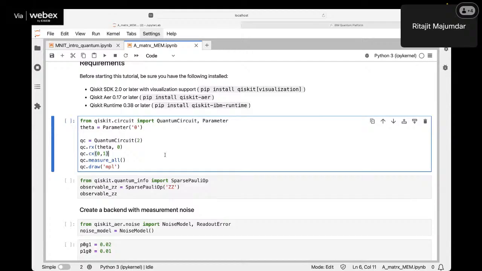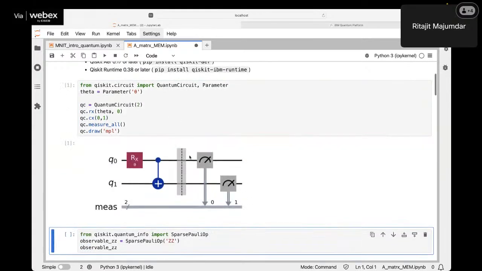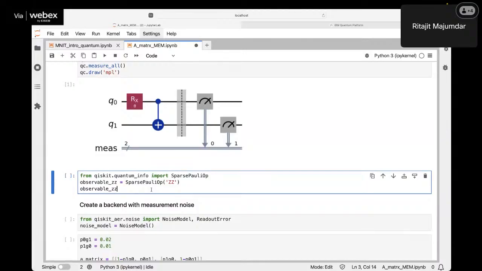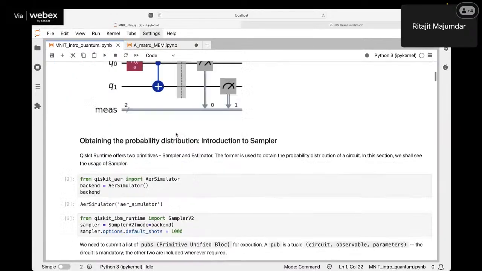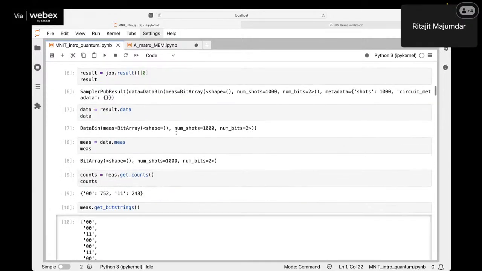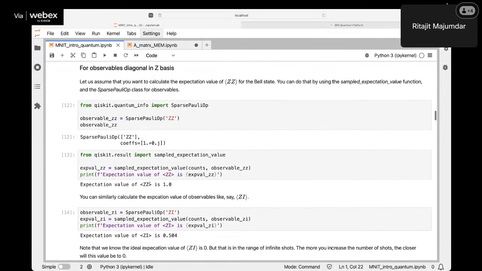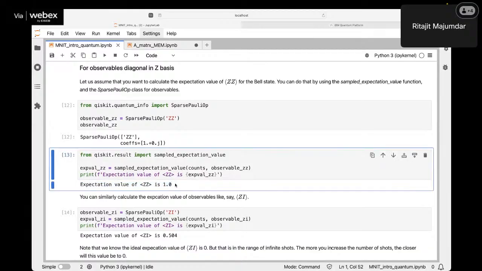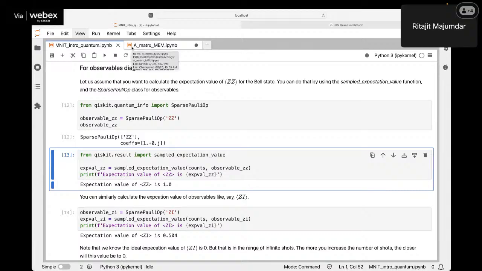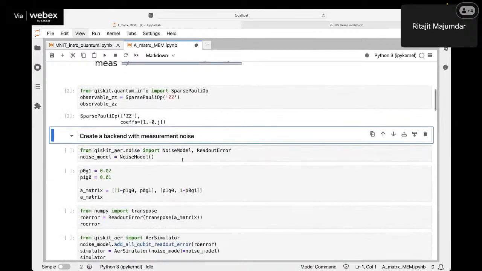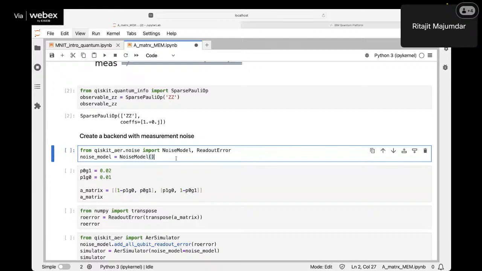We will again start with our old circuit that we have seen before. This is our old circuit, and this is the same observable that we will try to get the result for, ZZ, because we know that the ideal outcome for that observable is +1. The ideal expectation value in the absence of noise is +1. So obviously in real experiments, when you go to bigger problems, you don't have the ideal value, but it is good for this case because then we will get to see how good this mitigation is working if we know the actual ground truth. What we will do is we will create a backend with measurement noise.